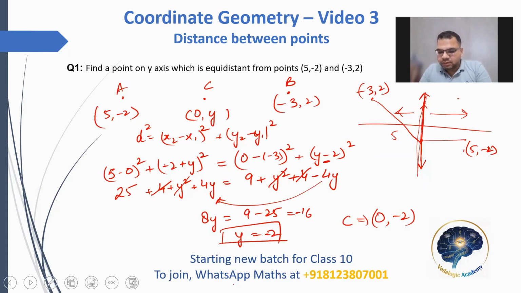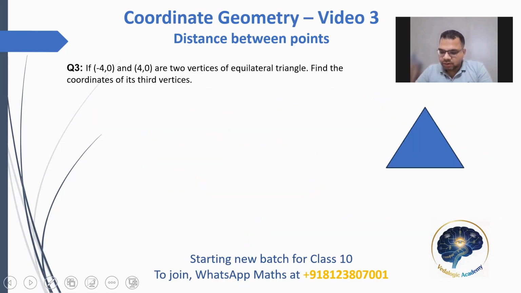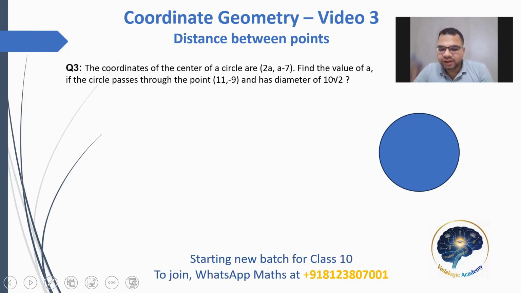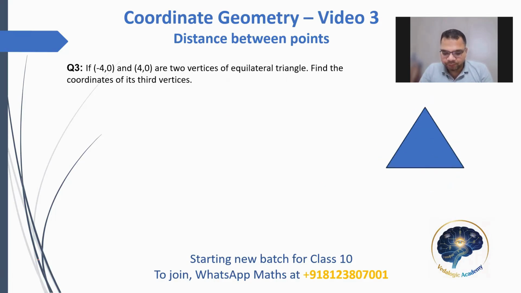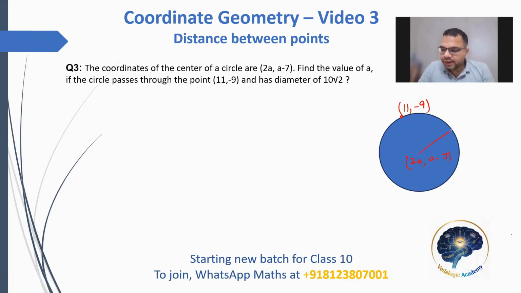Okay, the second question here is that the coordinates of the center of a circle are 2a and a minus 7, and we have to find the value of a. The circle passes through the point 11 comma minus 9. So this is, let's say, 11 comma minus 9, and we know the diameter is 10 root 2. So how much will the radius become? Radius will be half of diameter. So that will be 5 root 2, right?